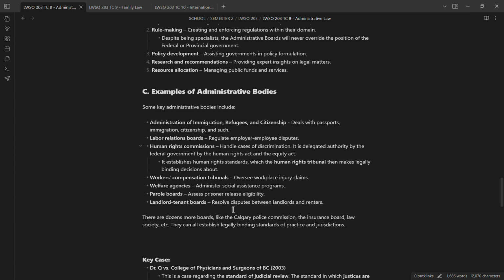What are some examples of administrative bodies? We have things like immigration, refugee, and citizenship administrative boards. We have labor relations boards. We have human rights commissions.